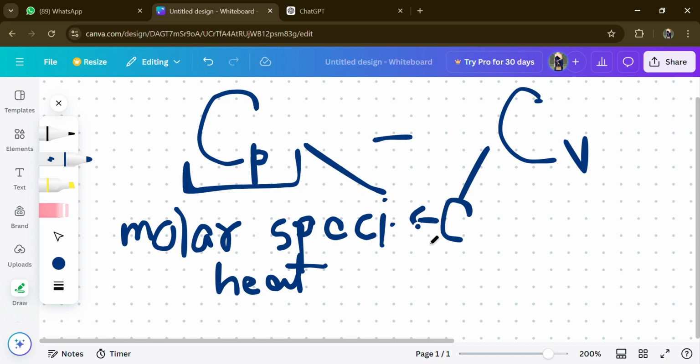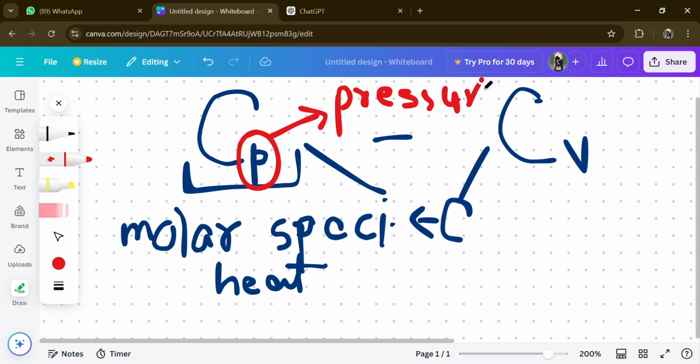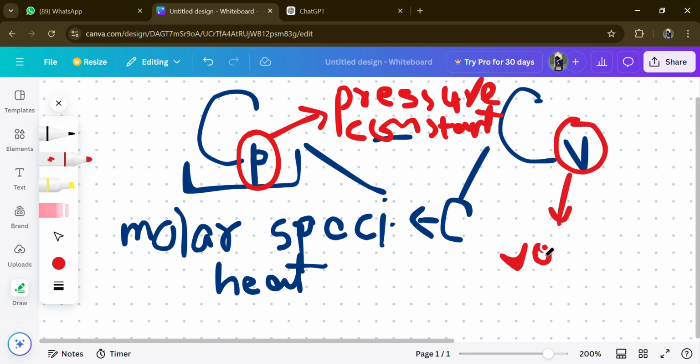Now this P, let me change the color of my pen. Here it actually shows us that P denotes the pressure, which is constant. And here V actually denotes the volume, and the volume is kept constant.